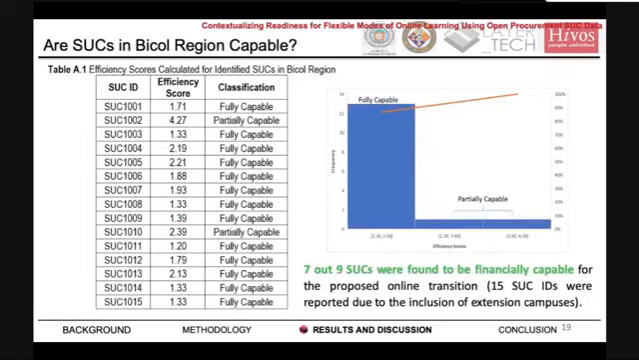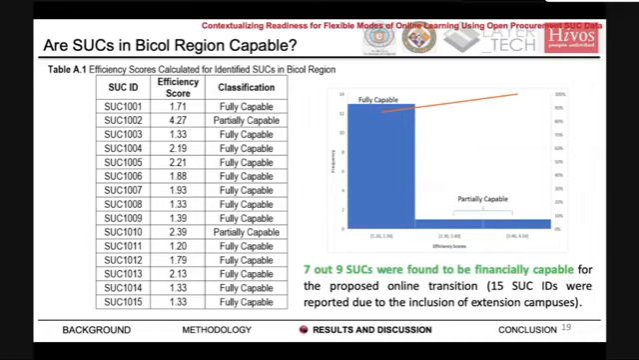So here, based on the calculated efficiency scores, the majority of SUCs in Bicol region are actually fully capable for online transition. However, this result is very surprising since most of the SUCs were given the lowest score of 1 in the Likert scale by the respondents.